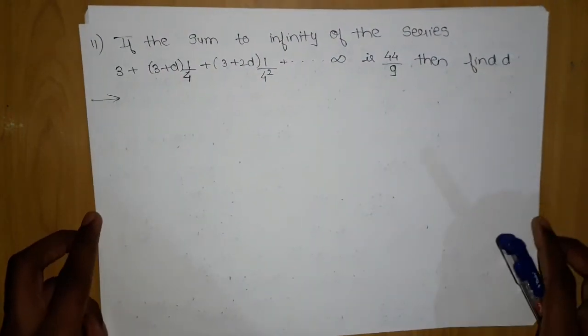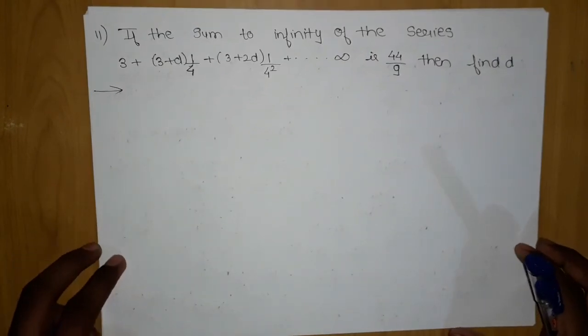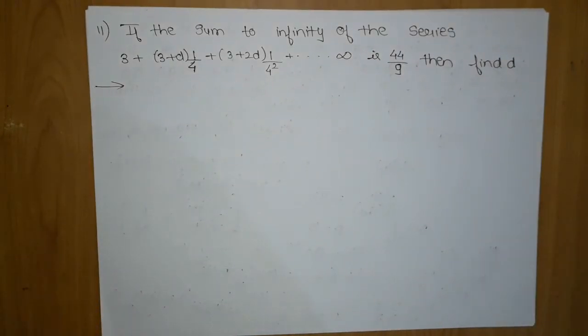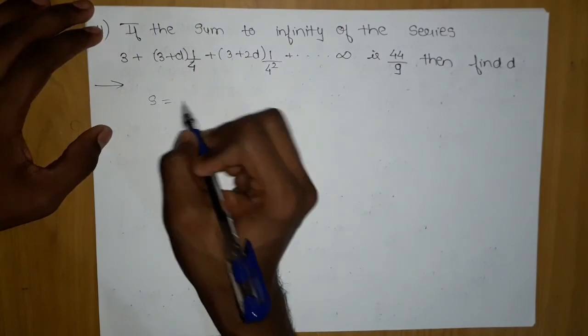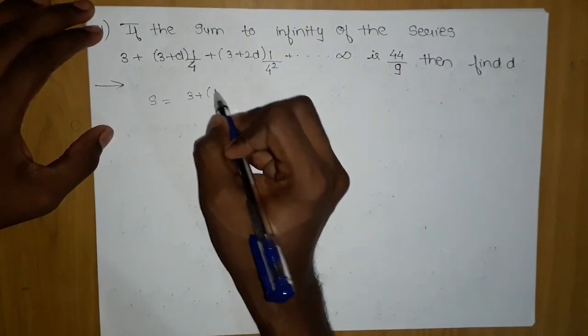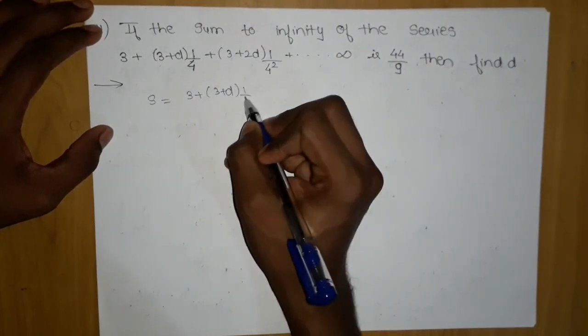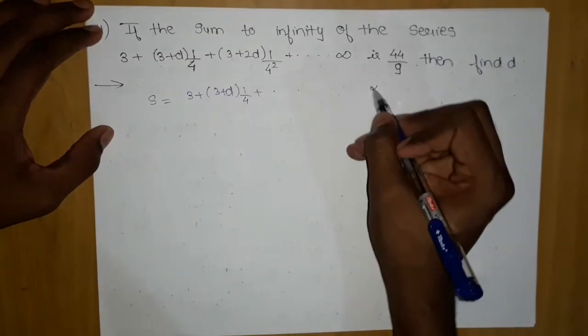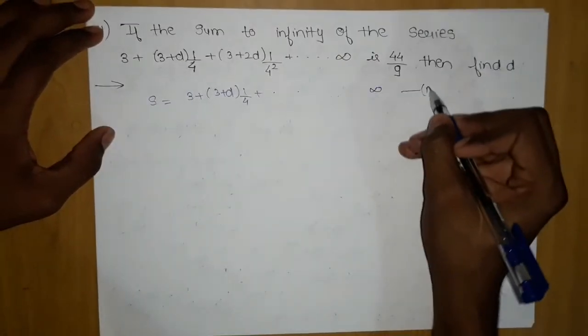Okay, this is a new variety type problem. They will give you the sum value and they will tell you to find the sum. Let me read the question. If the sum to infinity of the series 3 plus d into 1 by 4 plus 3 plus 2d into 1 by 4 square till infinity is 44 by 9, then find d. You want to find the d. Now I will call it as S. 3 plus d, I know it is 1 by 4 ratio, and till infinity.